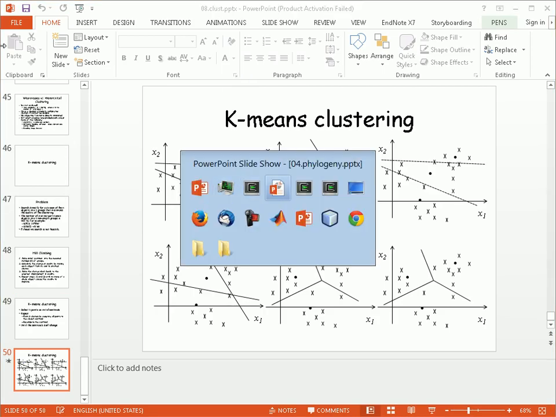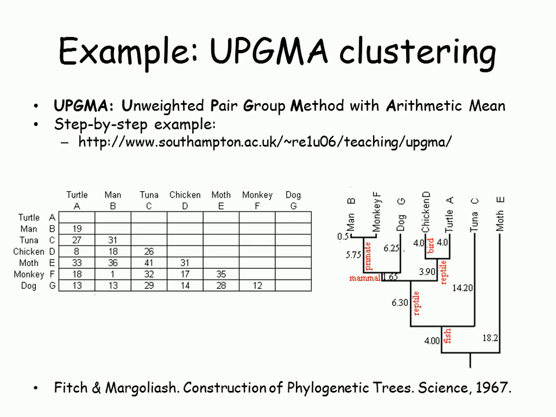Let's go back to the phylogeny tree and see how we construct this tree on the right. We are looking at this matrix, and we need to find the smallest number. The smallest number is this one here between man and monkey. So the distance between man and monkey is 1.